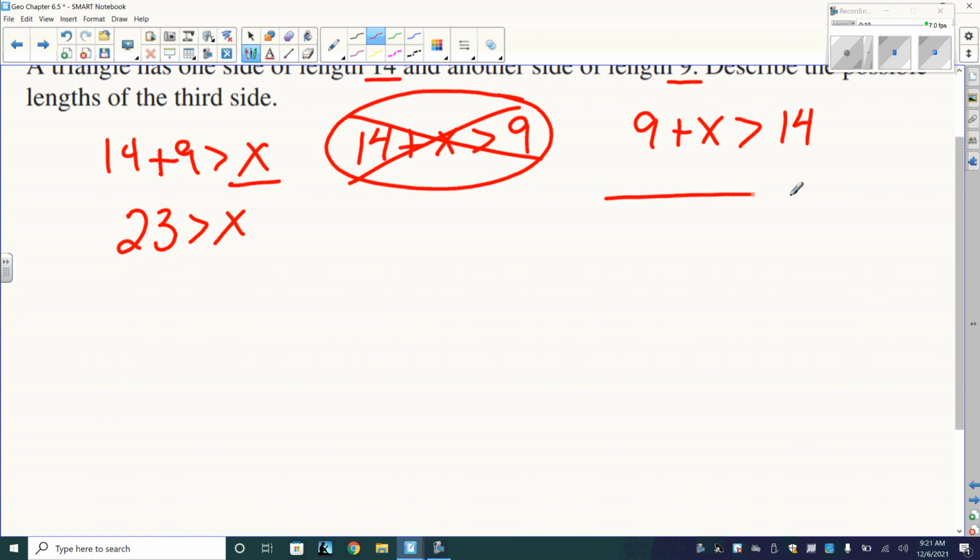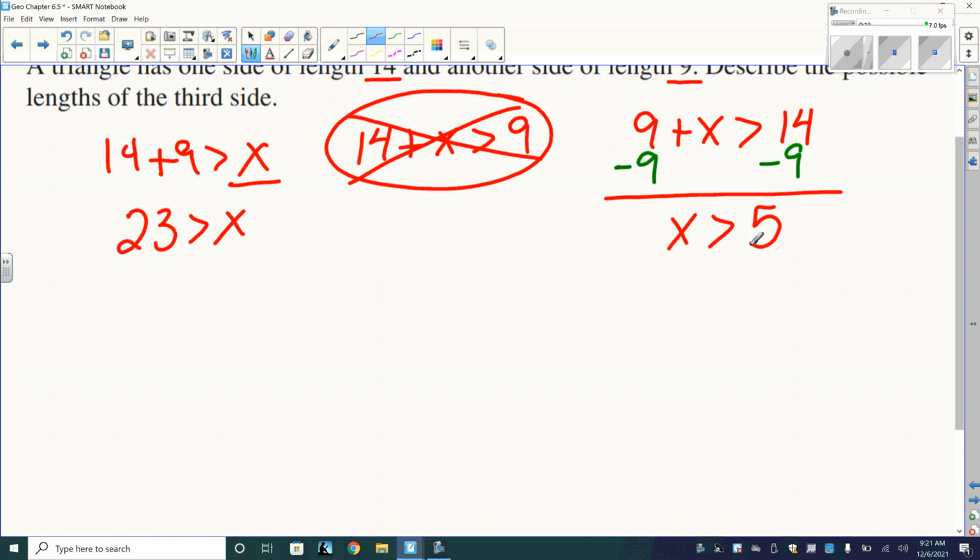Over here, well, we do need to solve for the value of x by doing what? Subtracting 9, because we're solving for x. We're trying to see what it could be. Well, here x is greater than 5. Because if x is less than 5, well, 9 plus 5 is not going to be greater than 14.